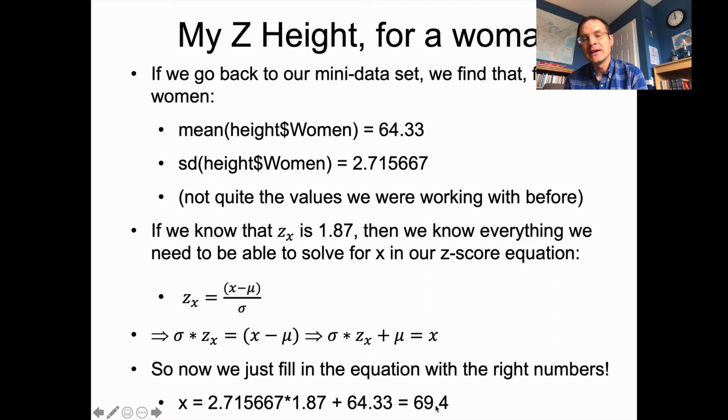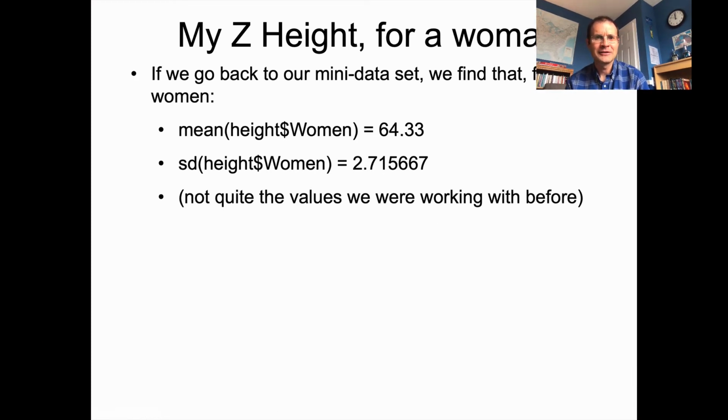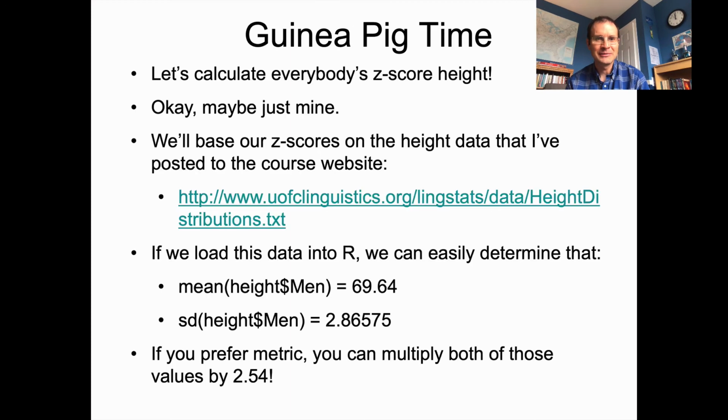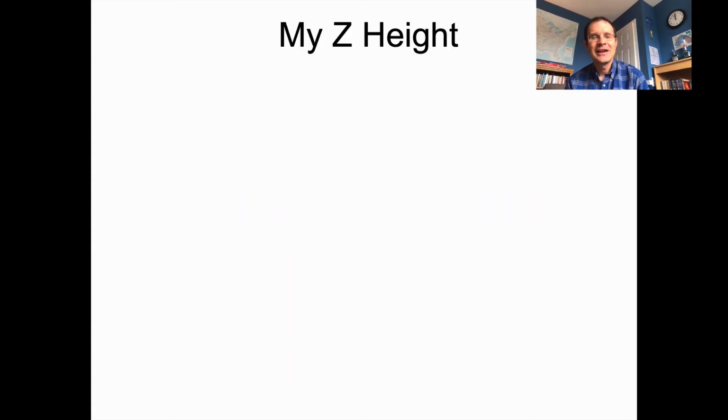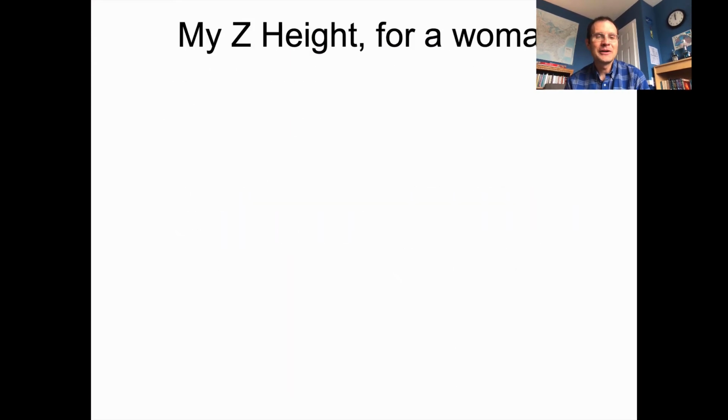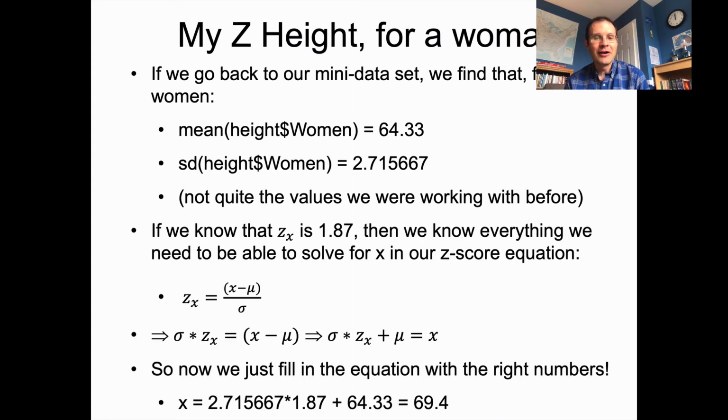That works out to being a height of 69.4 inches, which is about 5'9", which totally coincidentally is about the average height for a man. I think we saw the other slide, 69.4. Yeah, 69.64. So yeah, whatever. If you're a woman, you're 5'9". You're taller than about 96.9% of the rest of the world's women, more or less. Okay, so kind of working both ways there.